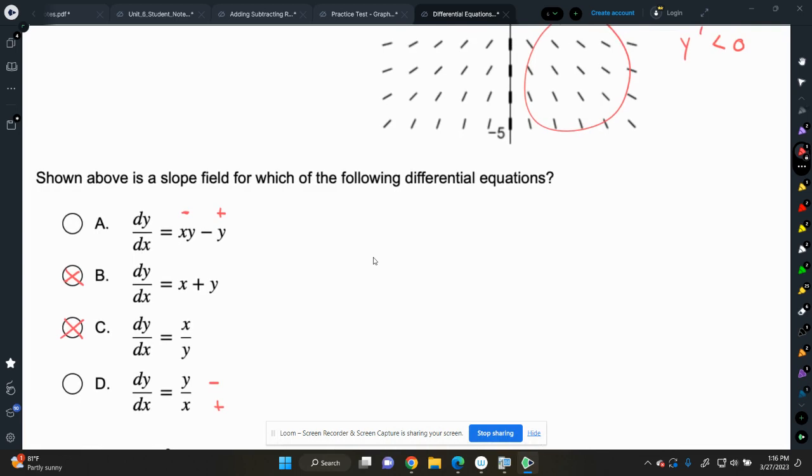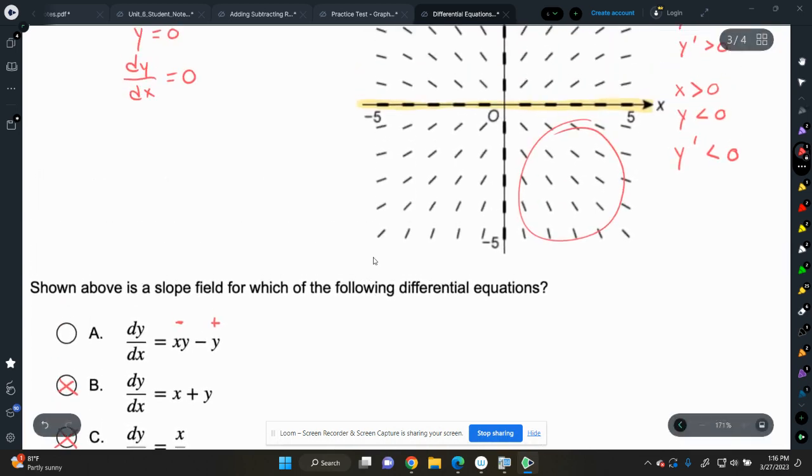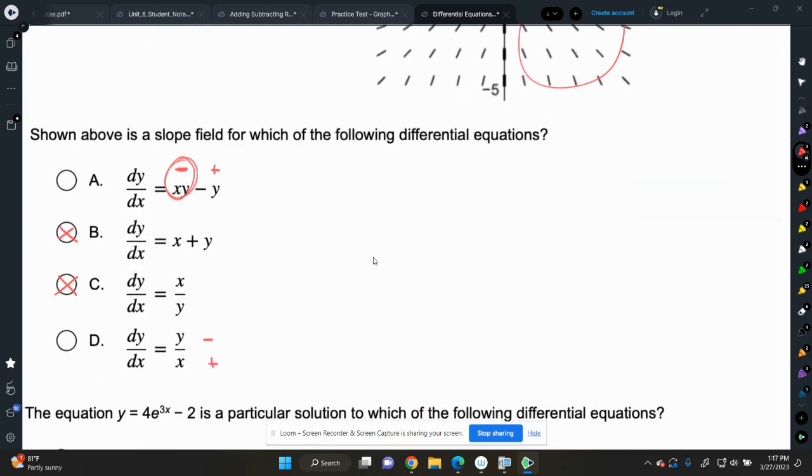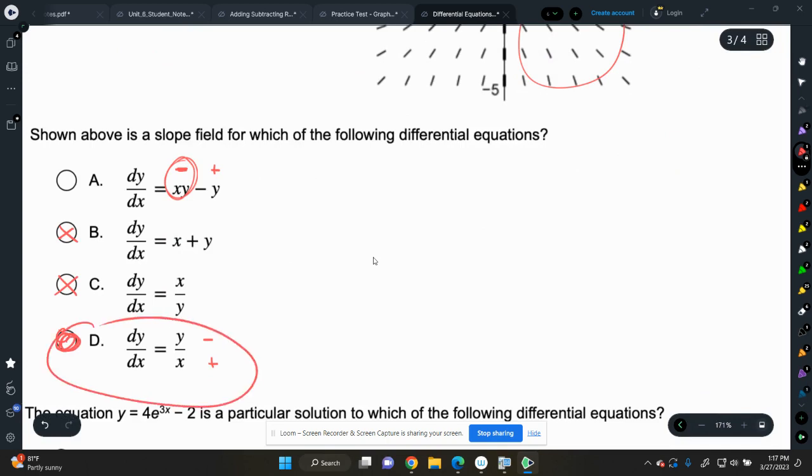You see the difference? This one on A, if x is positive and y is negative, then xy is negative, y will be positive. This is only going to be negative when this value is larger. Does everybody see that? It's not always going to be negative. But here, dy/dx will always be negative. So that's our answer. Okay? So you can reason through that one.